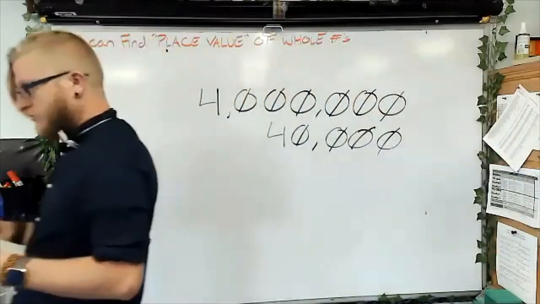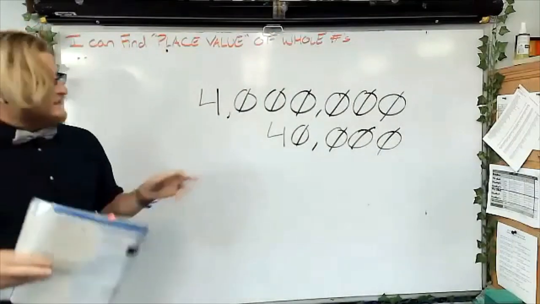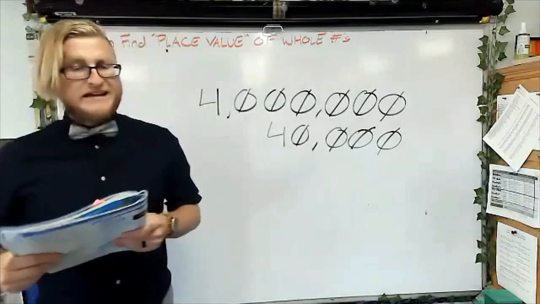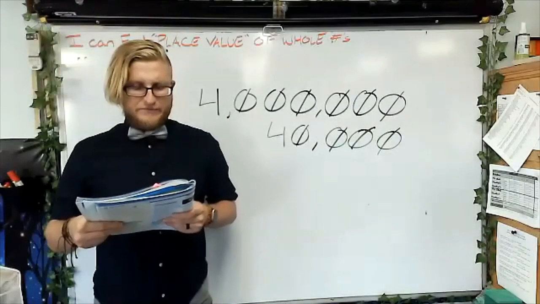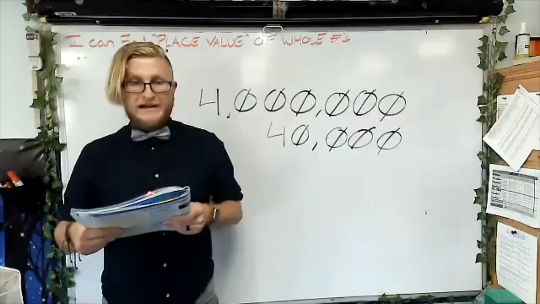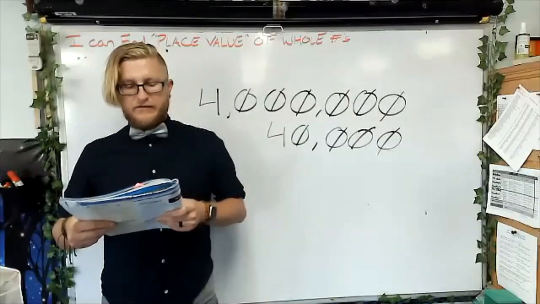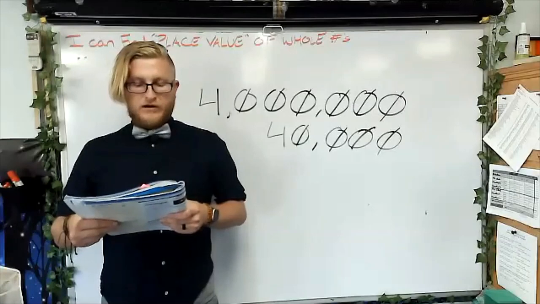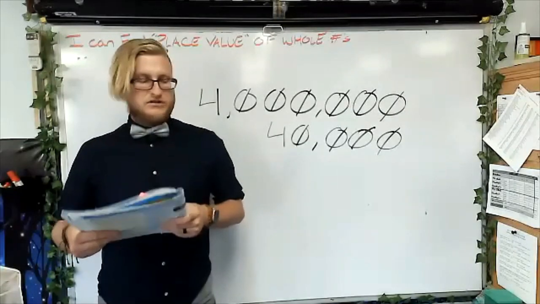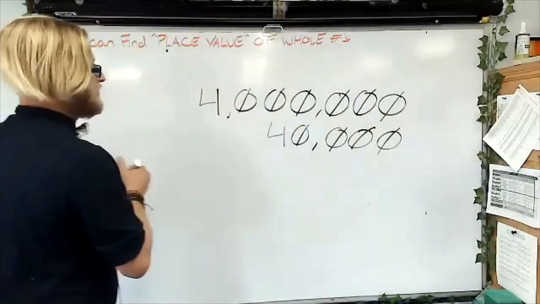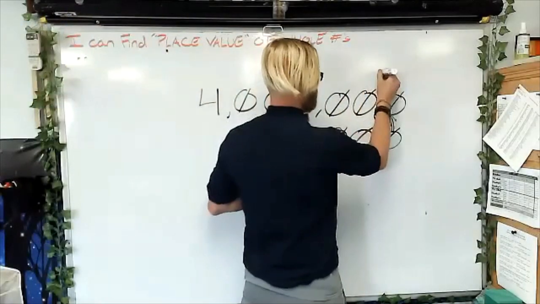Okay, we have two numbers up here, and I'm going to read you the problem that this goes with. Canada's land area is about 4 million square miles. Iceland has a land area of about 40,000 square miles. Let's compare the two. So we're going to put it on a place value chart. I'm going to try and do that really quickly.